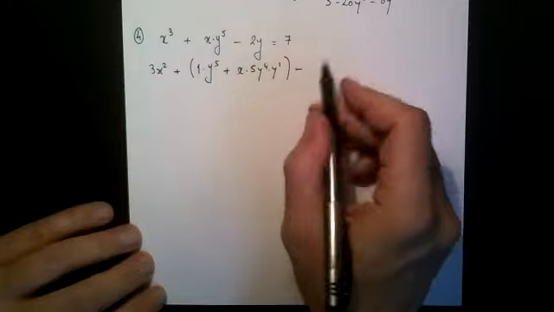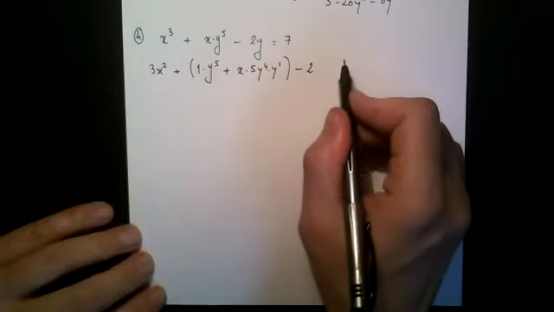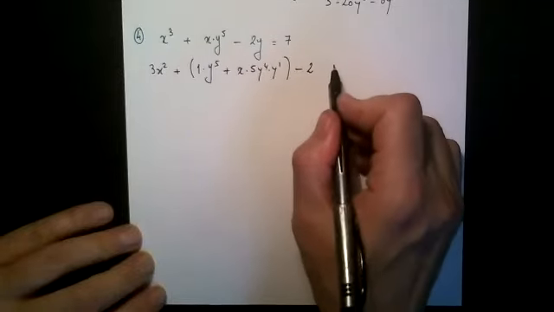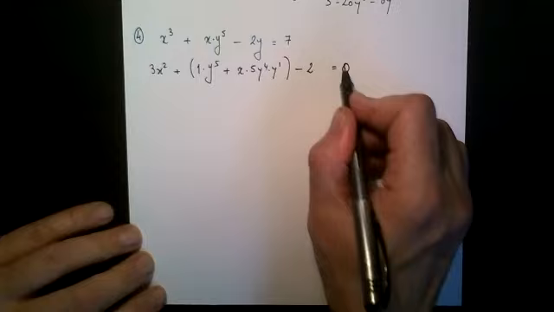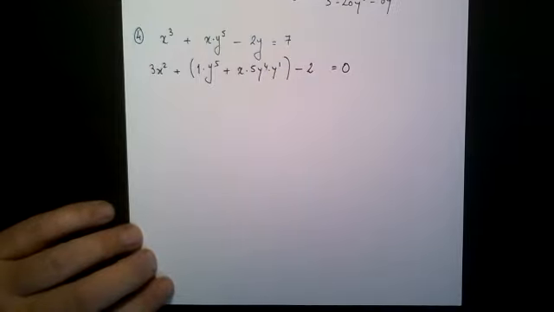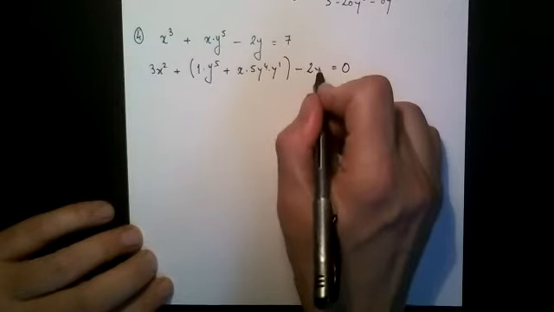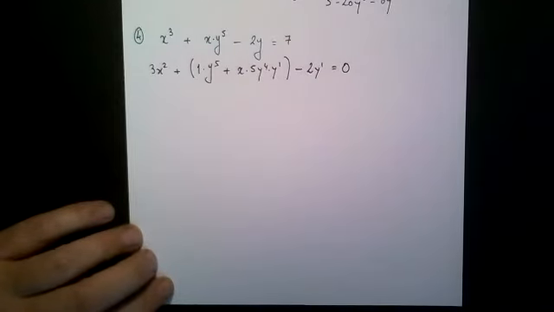Minus, so this will be 2, right? The derivative of 2y is 2, and equals 0. Is that okay? Don't you need to put a y prime at the end? Yeah. Okay, perfect.